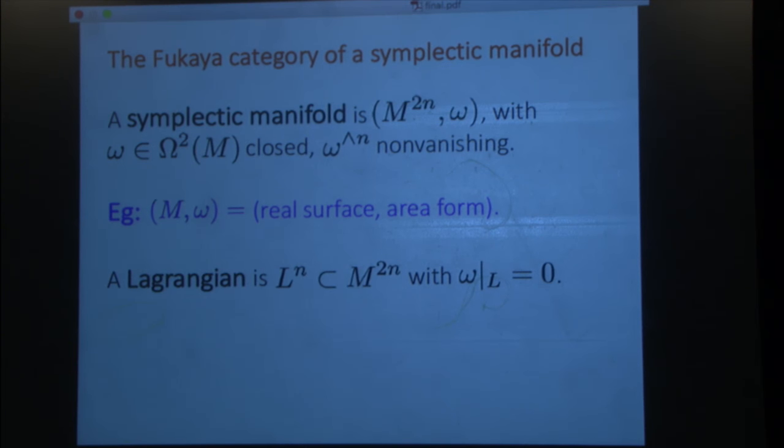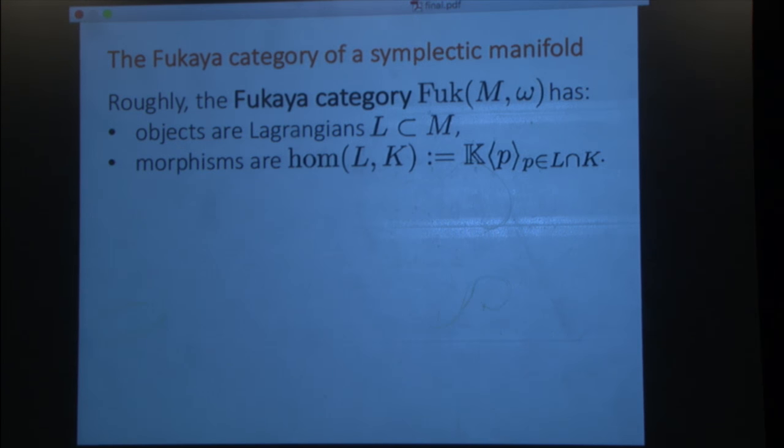There's a distinguished class of important submanifolds called Lagrangians. These are half-dimensional submanifolds with the property that the restriction of omega to that submanifold is 0. In the case that n is 1, that's the same thing as an embedded curve in our real surface. A morphism, at least if those Lagrangians intersect transversely, is a linear combination of intersection points.